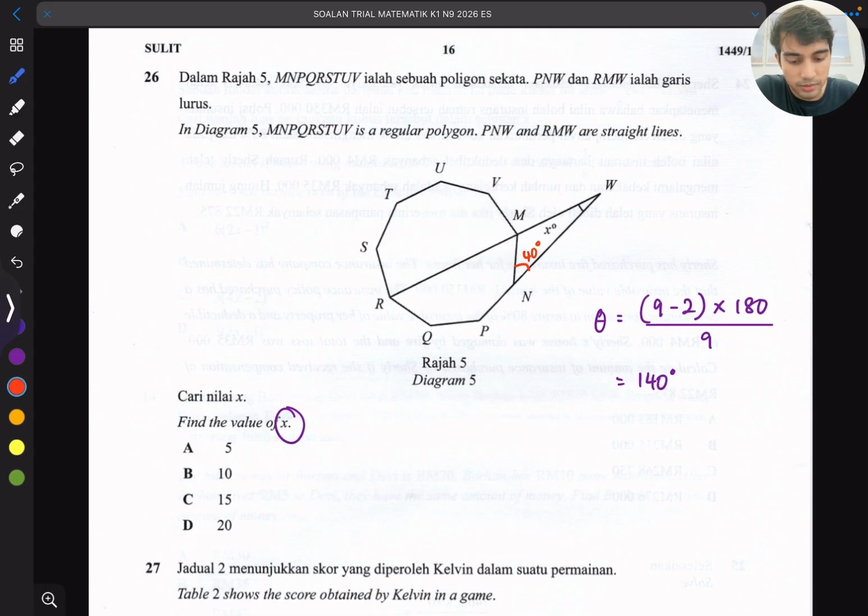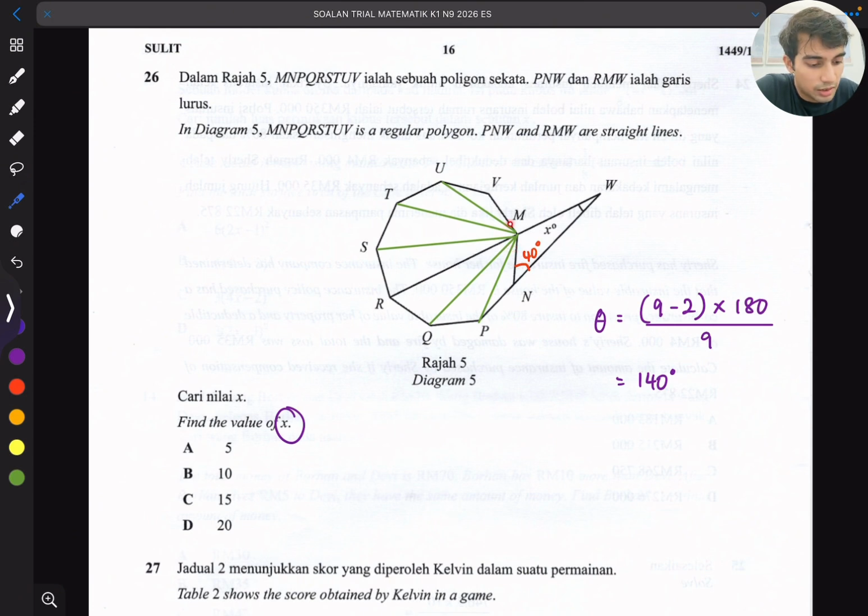Then this one, we need to find this part. So we need to find this amount. What I like to do is split this. So from this point, let's try to split all this equally, so we know how much is each angle.